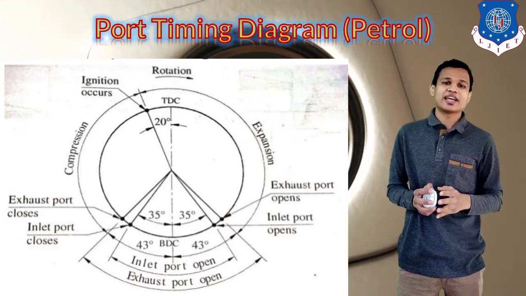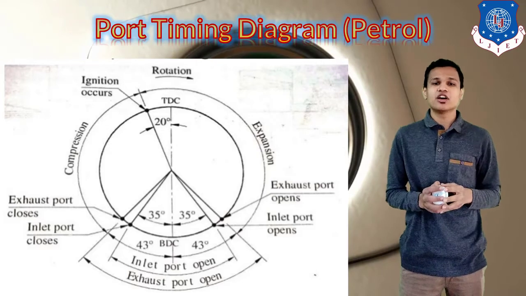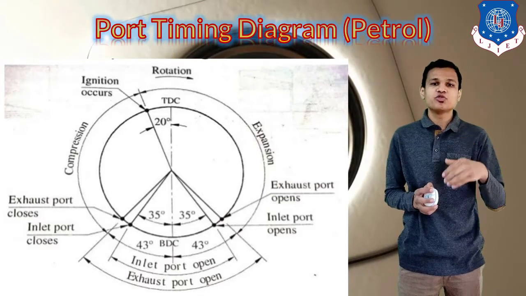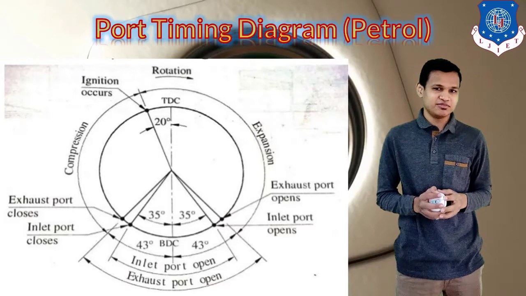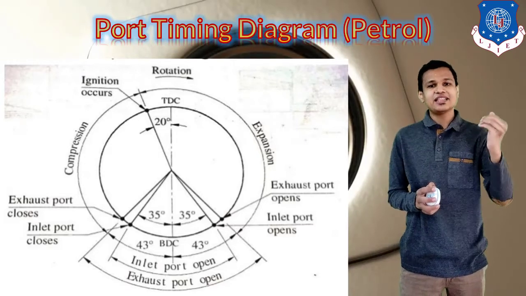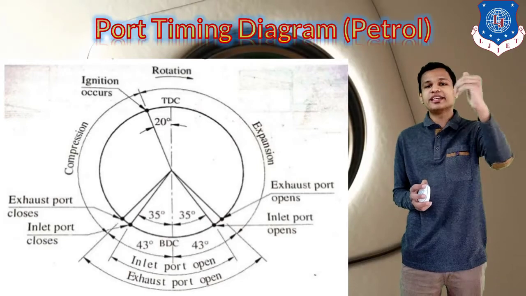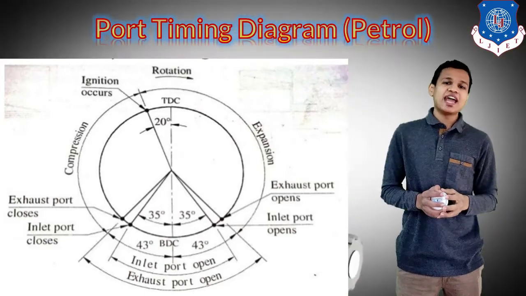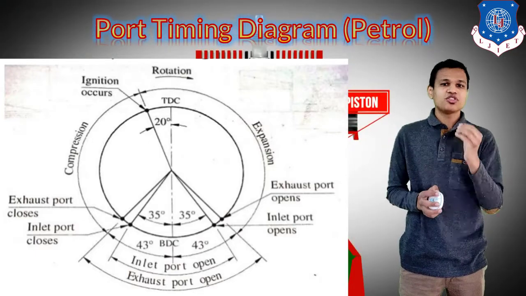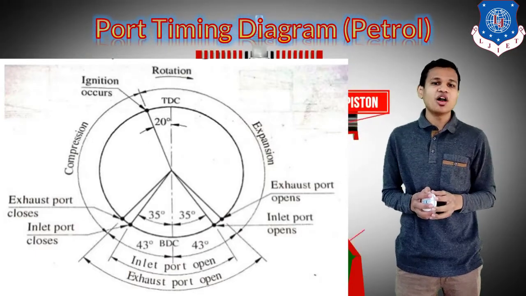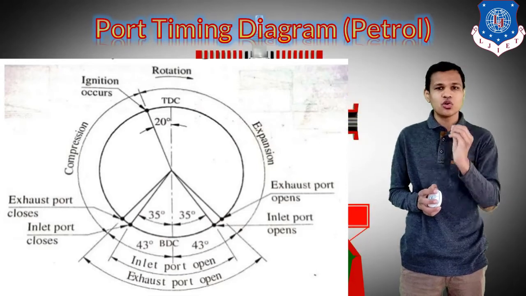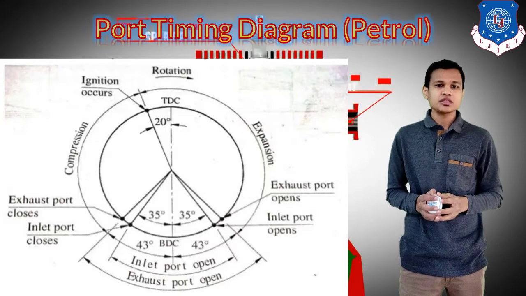So if we don't give the spark advance, then we will not get the required energy at the required time. When we give the spark advance 20 degrees before TDC, when the piston reaches TDC, the fuel will start burning. So we will get the energy that is required to take the piston down from TDC to BDC, and we can utilize the power 100%. Right. So this is the port timing diagram that is used for the two-stroke petrol engine.